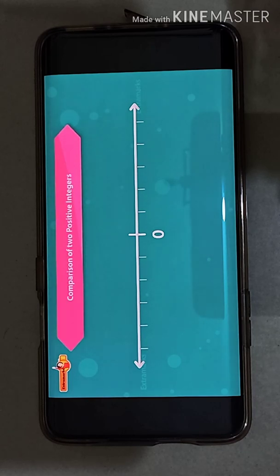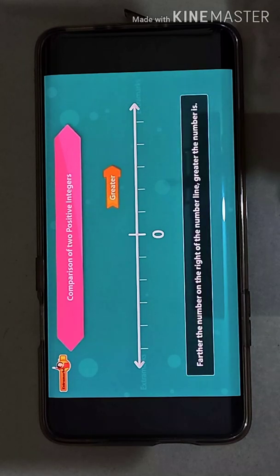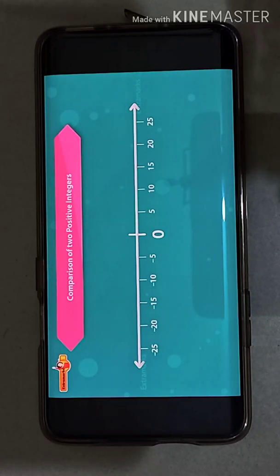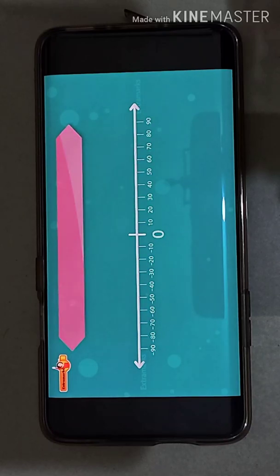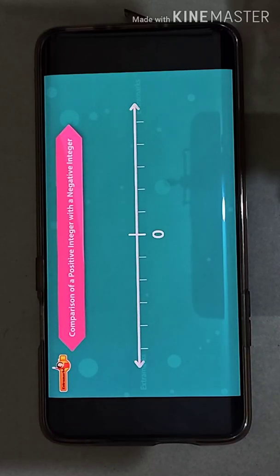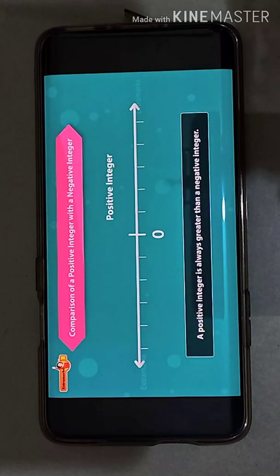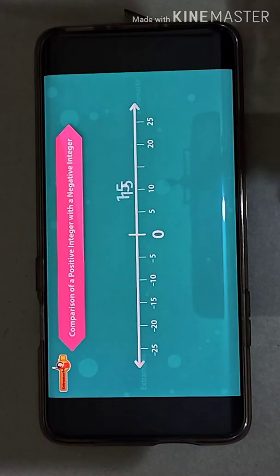So, when you compare two positive integers, the farther the number is on the right of the number line, the greater the number is. For example, 10 is greater than 5 and 90 is greater than 80. When you compare a positive integer with a negative integer, remember that a positive integer is always greater than a negative integer. For example, 15 is greater than negative 5 and 40 is greater than negative 40.